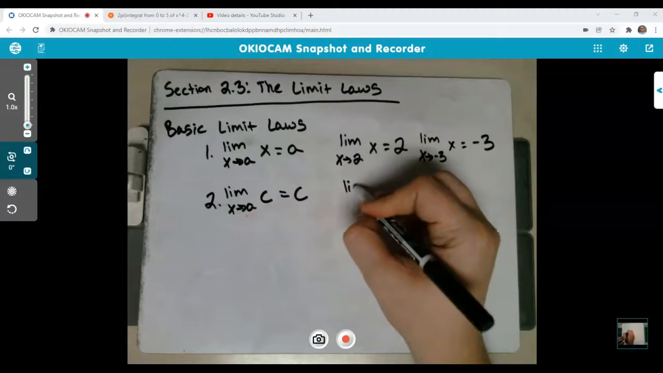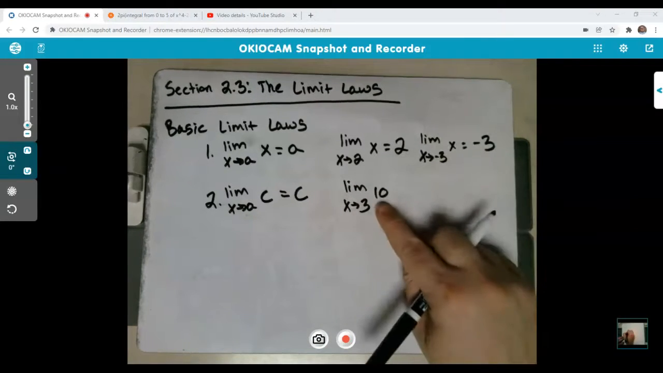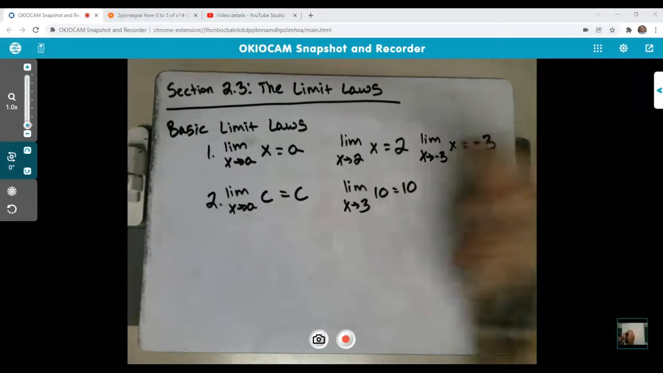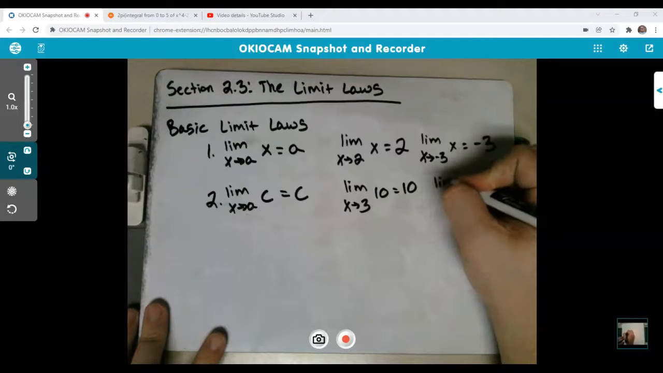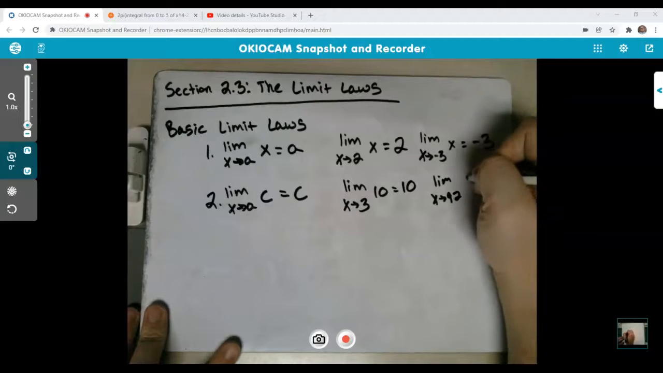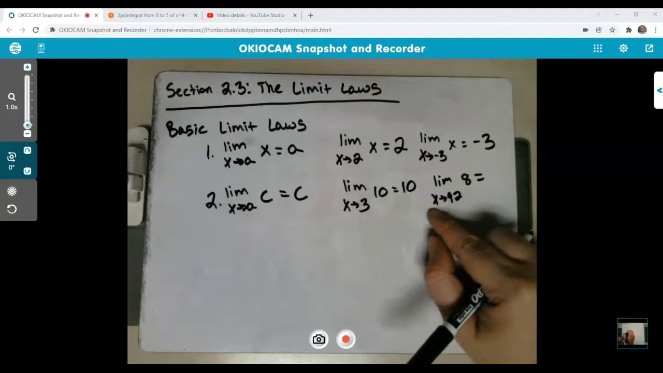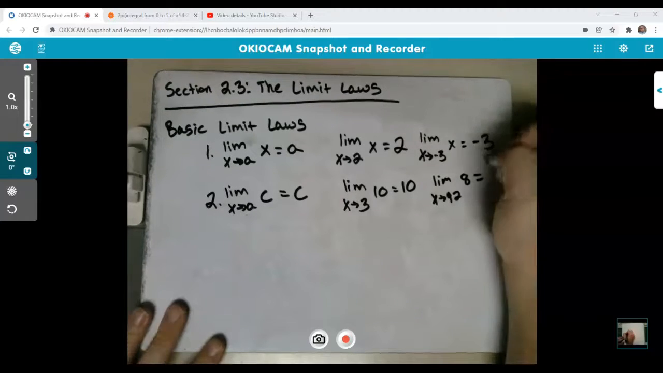So what I mean by that is the limit as x approaches 3 of 10. Well, 10 is always 10, no matter what x is. So this is 10. Again, because 10 is always 10. Same thing if I was doing the limit as x approaches 92, I don't know, of 8. Well, 8 is always 8, so it doesn't matter what x gets close to, right? It's always 8. So the answer would be 8.